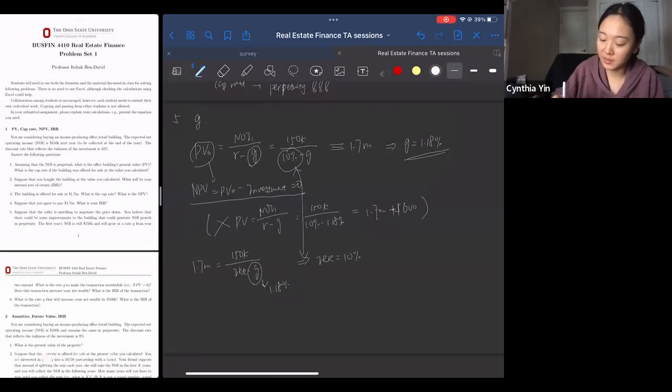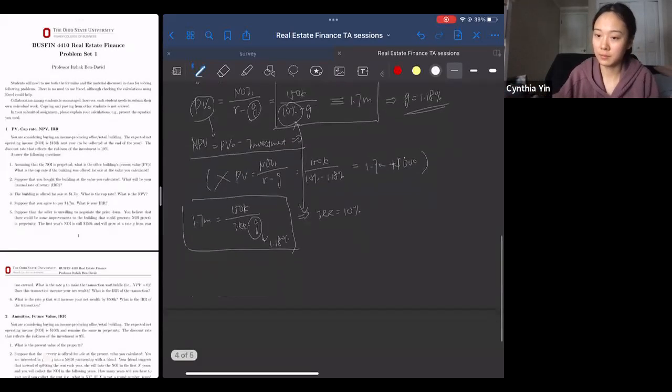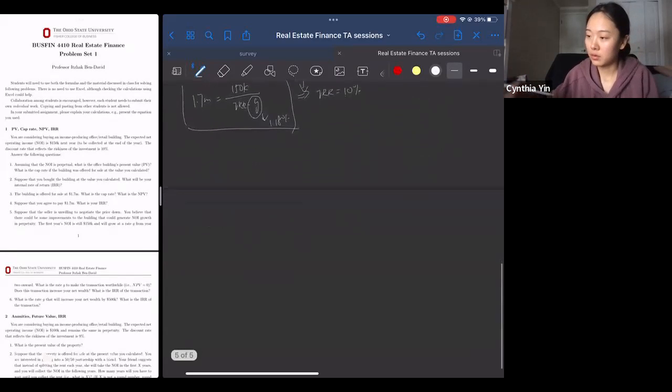Why? Because basically the formula here and the formula here, the information you plug in are exactly the same. So if you get an IRR other than 10%, it should be a problem, because you plug in the wrong present value, which is not 1.7 million or whatever. So it should be the same, because you used the market discount rate to calculate the present value.